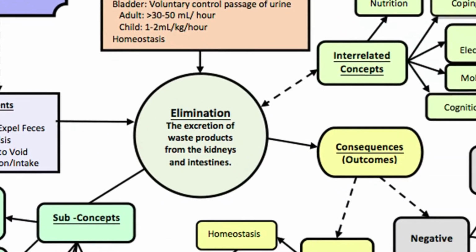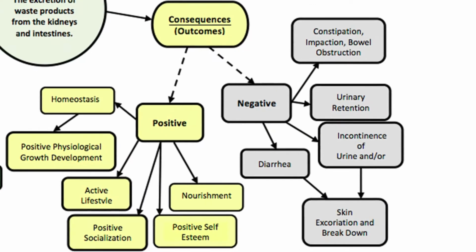They would expect then that there would probably be some negative consequences. These negative consequences could include diarrhea, and from the diarrhea they might have skin excoriation and breakdown. Another one that might occur would be incontinence of urine and feces, which again could cause skin excoriation and breakdown. They may have urinary retention, or they may have constipation, impaction, or even bowel obstruction.